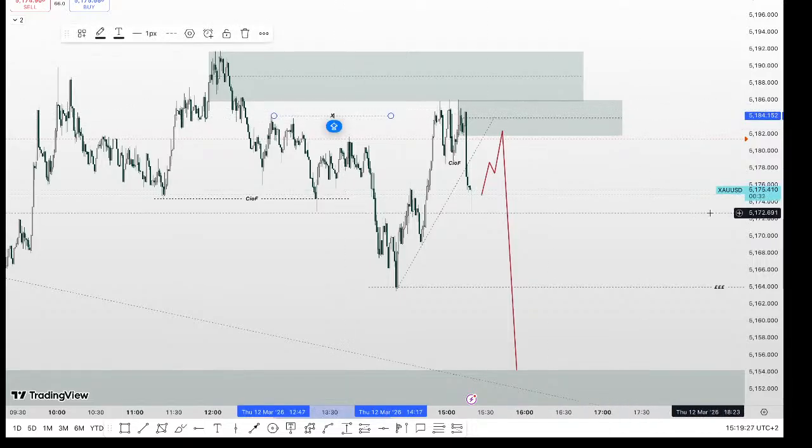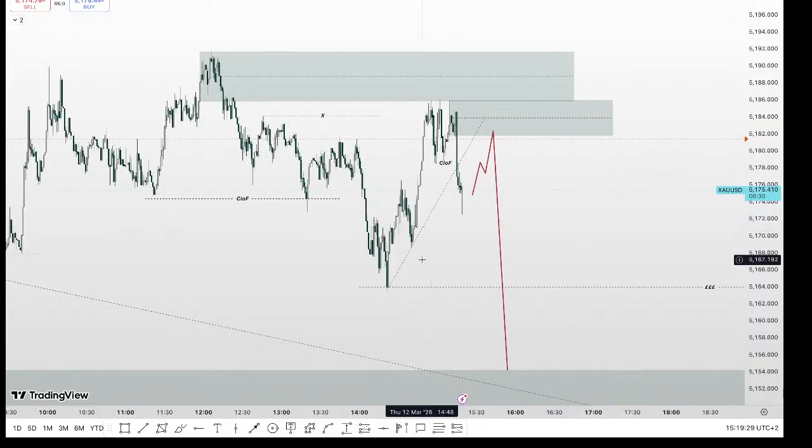It's sweeping liquidity right there. It's changing order flow. This is liquidity, of course. So just waiting for the market to actually advance towards the upside.